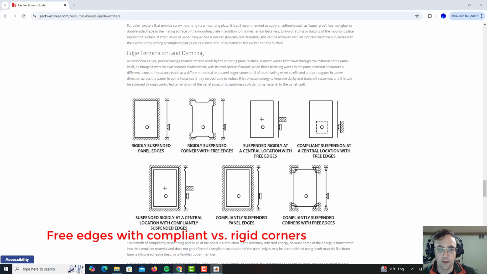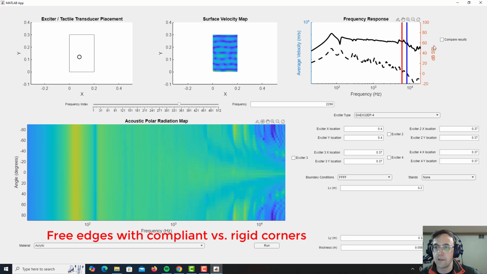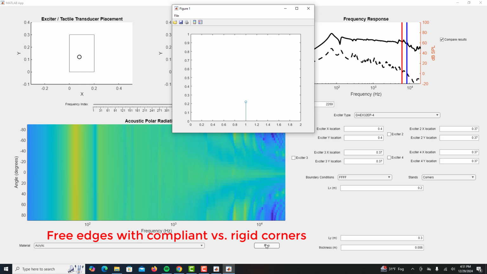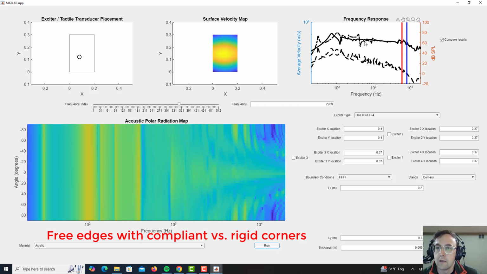Okay, so let's compare that then. Again, that was this case to this case, rigidly suspended corners with free edges. And that means that I'm just putting corner stands on the plate. So let's look at that. Okay, so the dotted line then is the plate with the corner stands. This looks pretty good too.